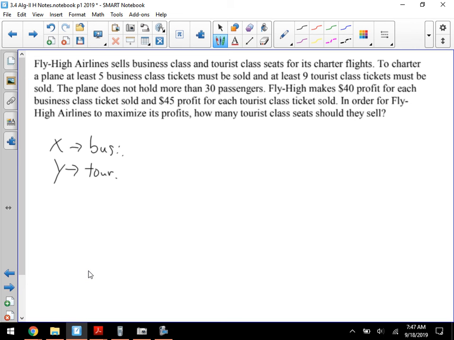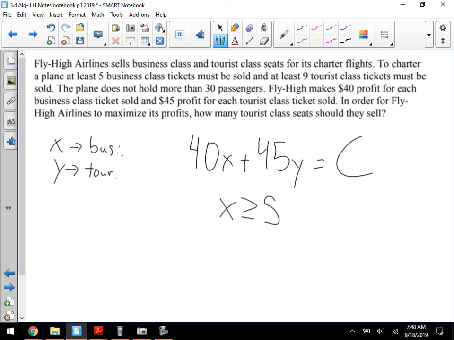In this problem, where does it discuss profit? Talk about 40 and 45. So $40 of profit is for your business, so 40 goes with your X, and 45 is your profit for Y. After that, it talks about at least a certain amount of seats for one and at least a certain amount for another. What is the bare minimum seats they have to sell in business class? 5. Can they sell less than 5? No. So it's X is greater than or equal to 5.